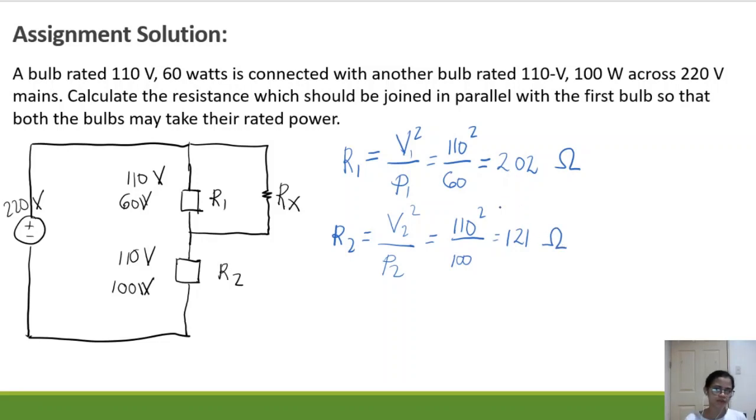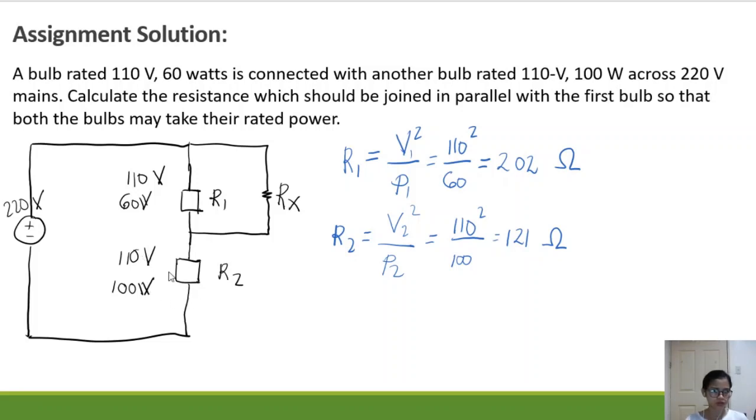Now that I have R1 and R2, and I'm sure that this must be 60 watts and this is also 100 watts, what can I do to solve for Rx? What's my next step? Can you do the analysis? So guys, are you with me? Since this is 121 ohms, 110 volts, 100 watts, and there is no change in here because R2 will take its power, that is 100 watts and 110 volts.